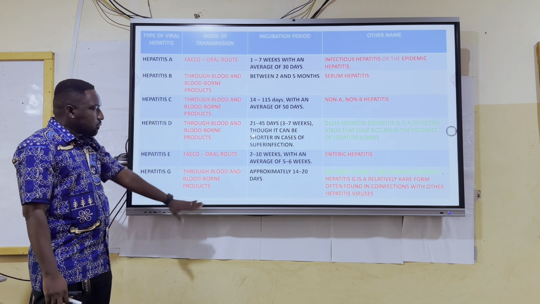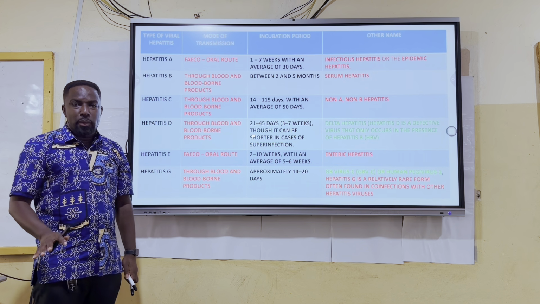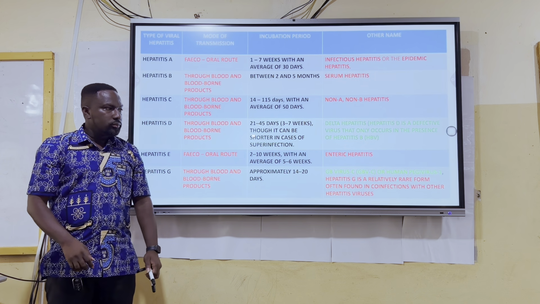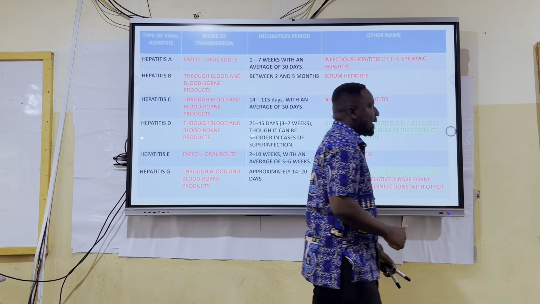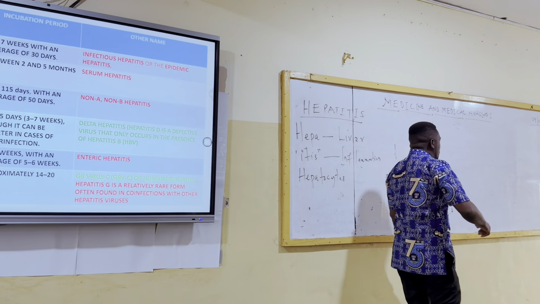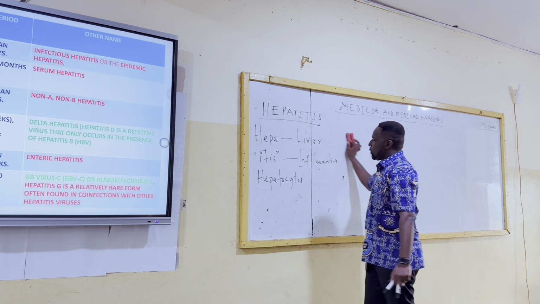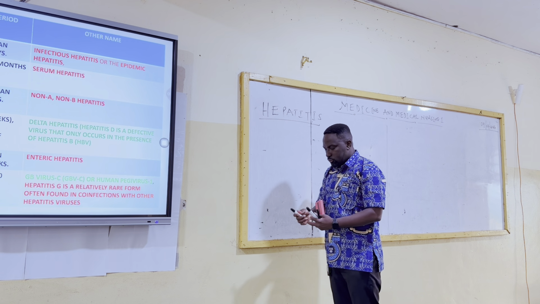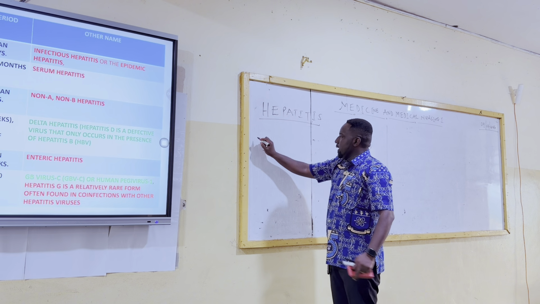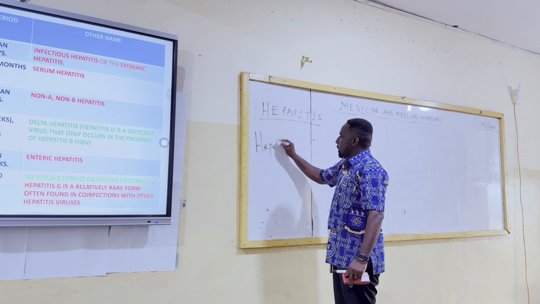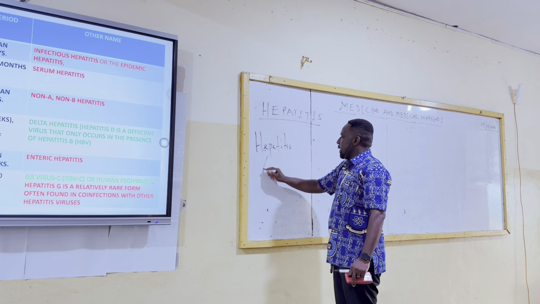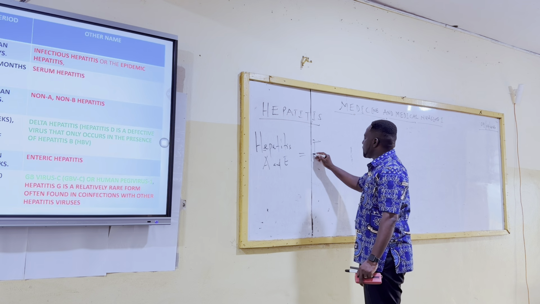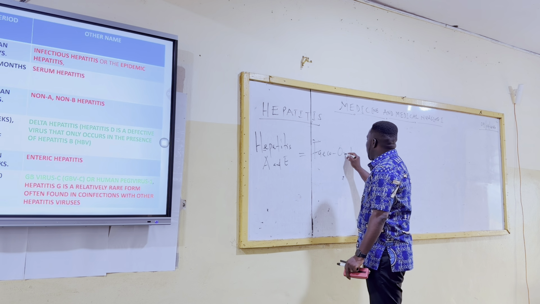So mode of transmission, the quickest way to remember is that A and E. Hepatitis A and E, the mode of transmission for A and E is the fecal-oral route. Let's say fecal-oral route. So hepatitis A and E, their mode of transmission is by the fecal-oral route.